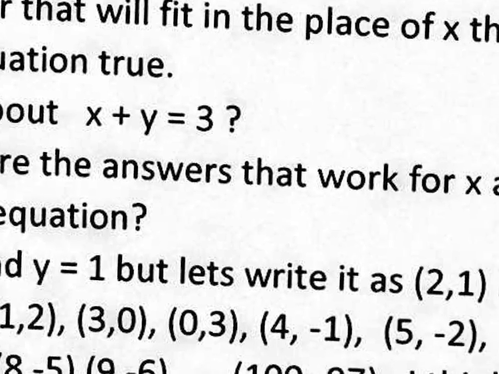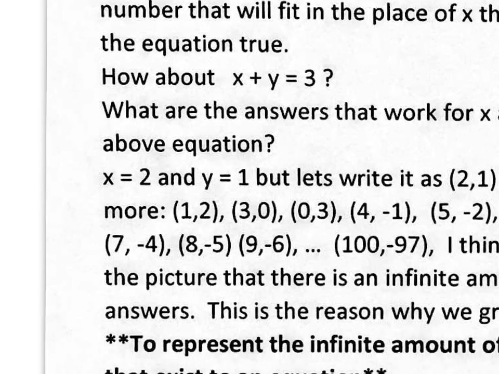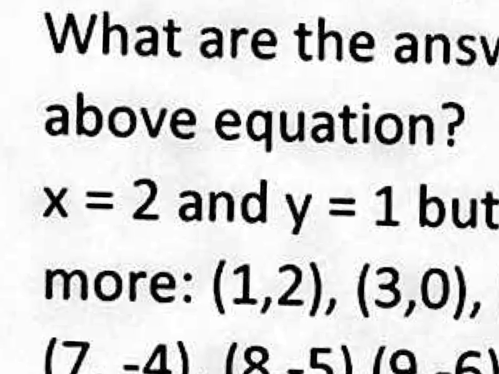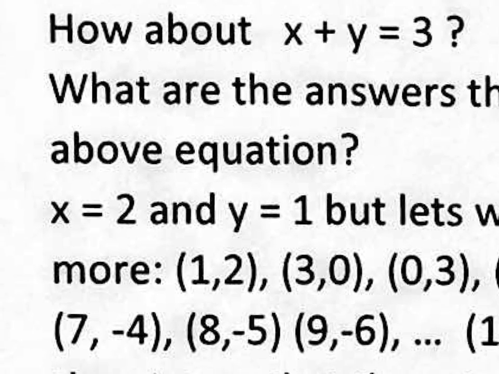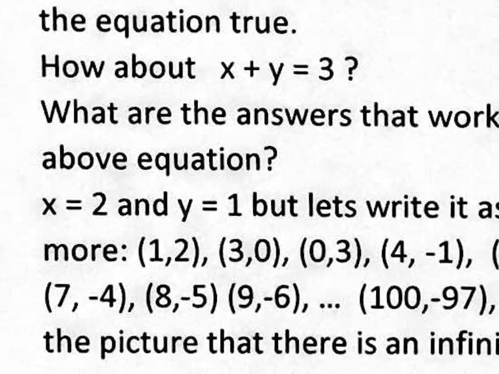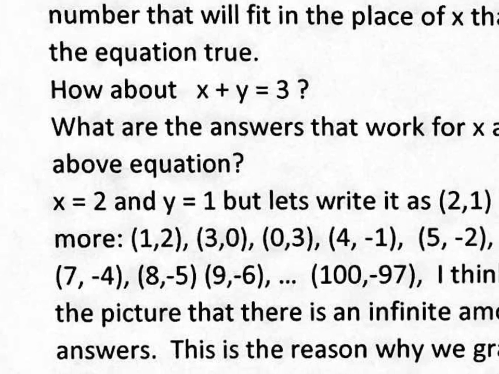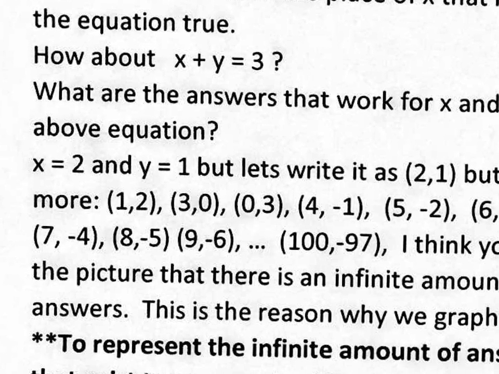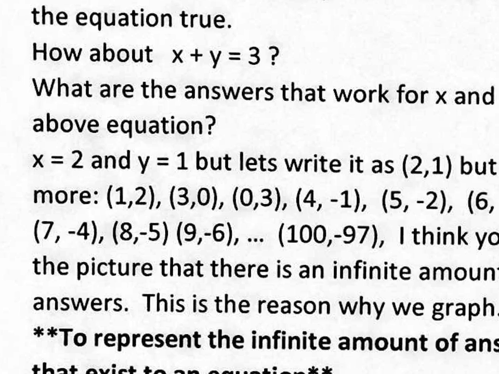So I would write my answer as x equals 2 and y equals 1. But instead of writing it as x equals 2 and y equals 1, let's write it as a coordinate 2, 1. Does that make sense? So for x plus y equals 3, the coordinate 2, 1 will be a solution. But there's really an infinite amount of answers, because 2 and 1 could give you 3.